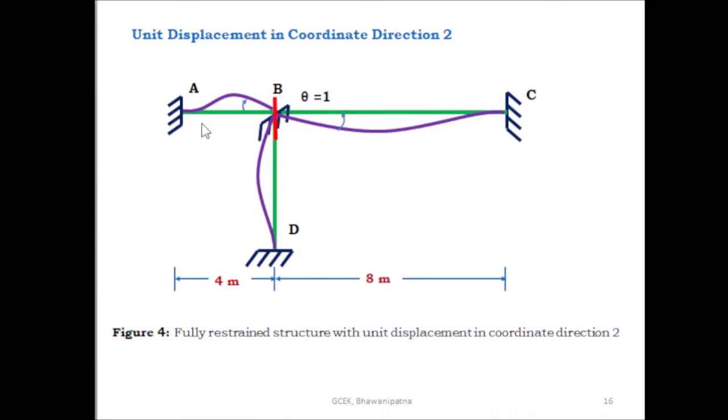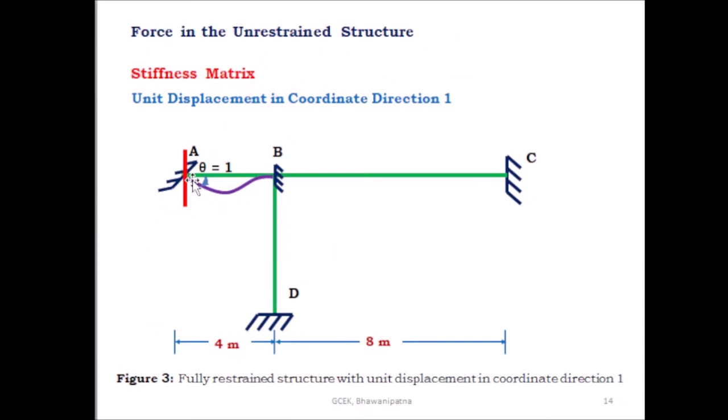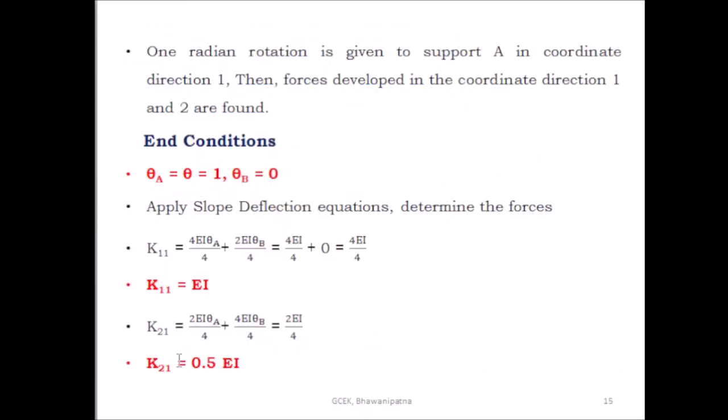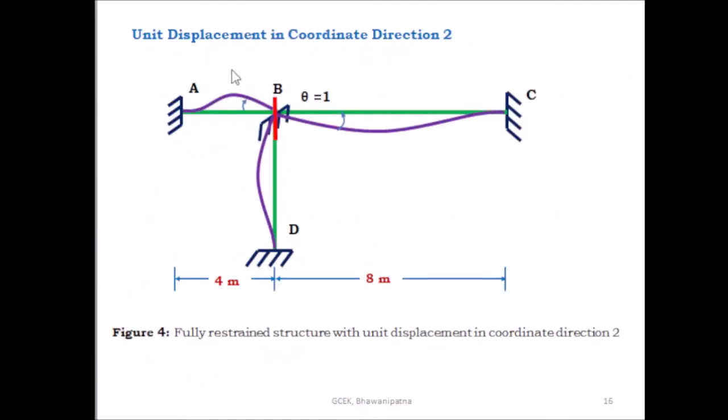So this is coordinate 1. By applying unit displacement at coordinate 1, you got the force at coordinate 1 and the force at coordinate 2 due to the unit displacement at coordinate 1. Similarly, apply the unit displacement in coordinate direction 2, and due to this unit displacement, find out the force at coordinate 1 and the force at coordinate 2. This is Figure 4, the fully restrained structure with the unit displacement in coordinate direction 2.